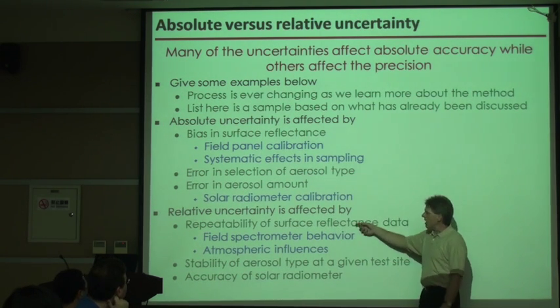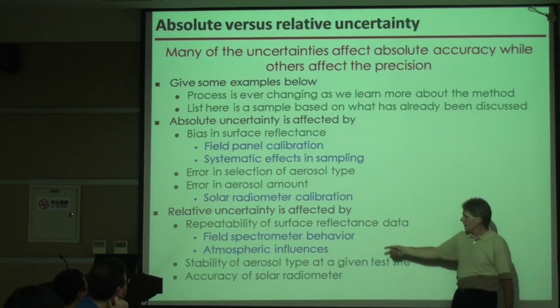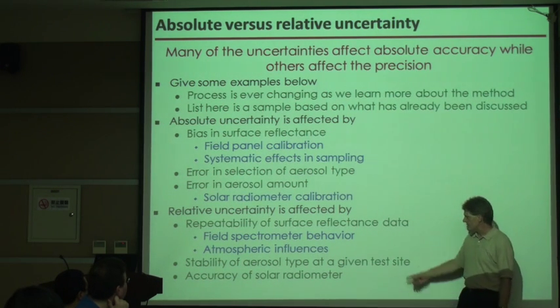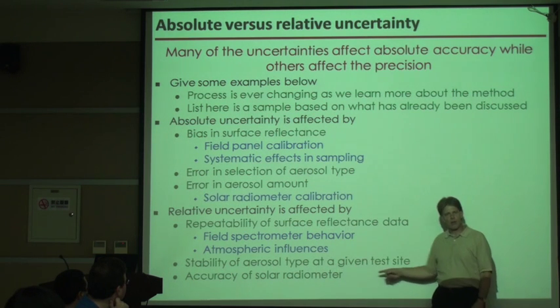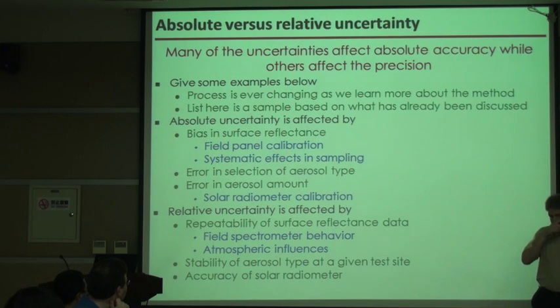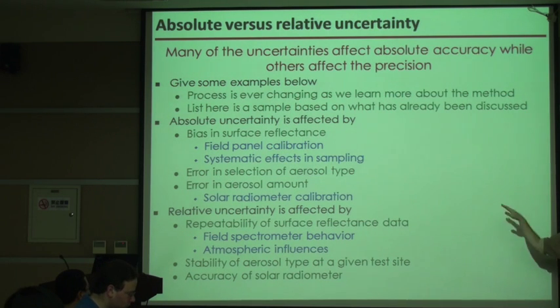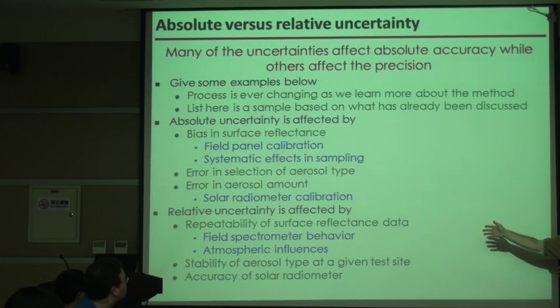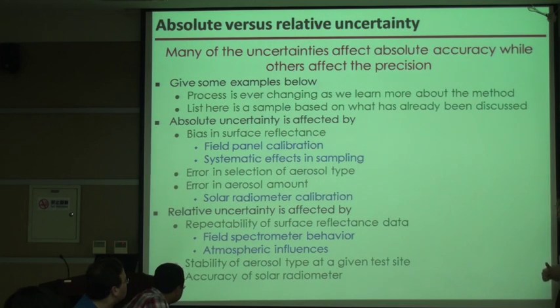Relative uncertainty: now we're talking about the repeatability of the surface reflectance, field spectrometers, atmospheric influences, and the stability of the aerosol. I could make a mistake about the type of aerosol that I have, but if the aerosol never changes, I'll get really small scatter because of the aerosol type, and that might be okay. Especially if we get multiple sites, we can start teasing out what's causing some of these effects and figure out most of the problems we have with reflectance base is because we're using the wrong atmospheric parameters. It's causing a systematic effect.